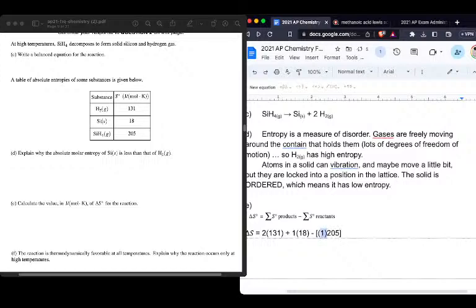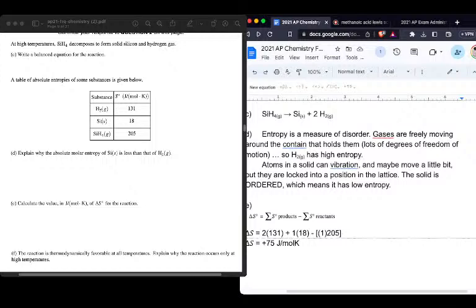You don't have to write this 1. That's just me writing a coefficient from the balanced chemical equation. And then you just do it on your calculator. 2 times 131 plus 18 minus 205. I get positive 75, and my units here are joules per mole Kelvin. I just copied that unit from the table I was given.